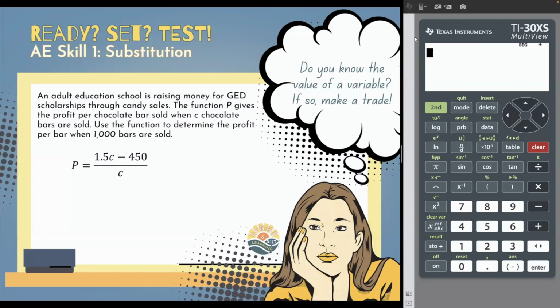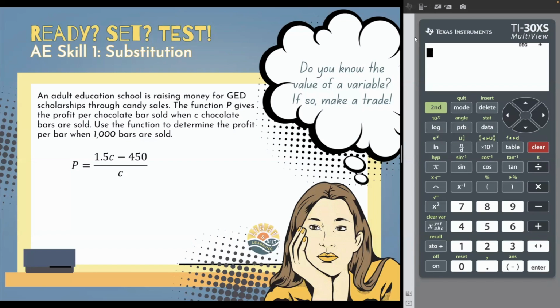Hello, GED students. Here's one of those examples that students freak out over that actually is way simple. So track with me. I'm actually going to show you one simple way to do it, and then I'm going to show you an even simpler way to do it using your calculator. So let's take a look.